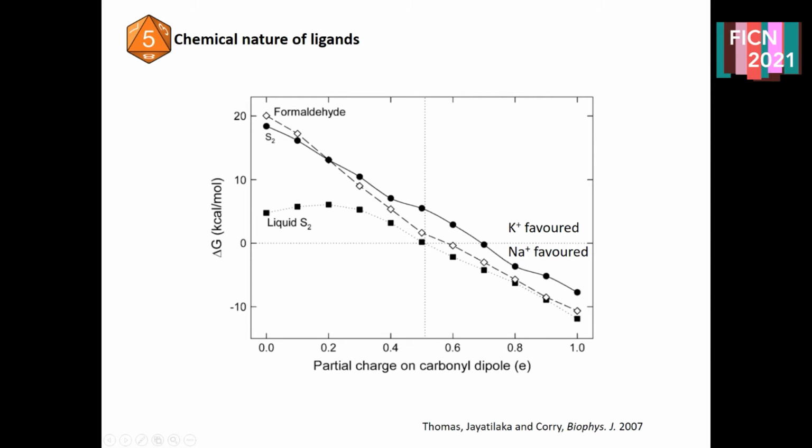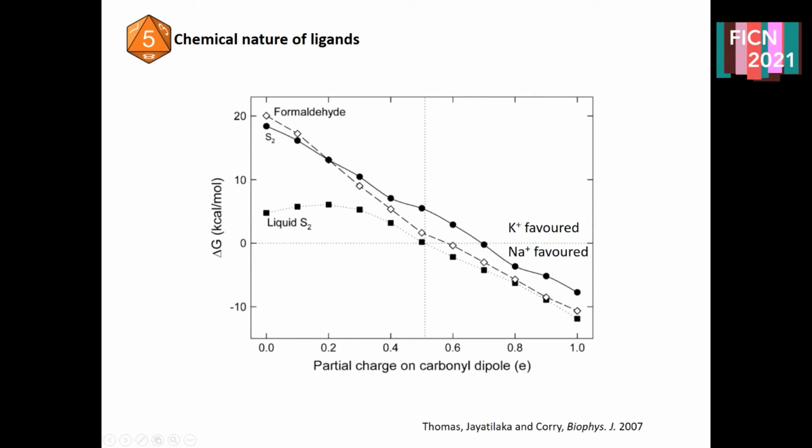And then the x-axis here is just a simple way of changing the chemical nature of the coordinating ligand. So here we're representing it by the partial charge, or equivalently the dipole moment on that coordinating ligand. So if we have a very highly charged ligand, we're at this end, and we make it easier to favor sodium ions. If we have non-polar ligands, low dipole moment, it's easier to favor potassium ions.